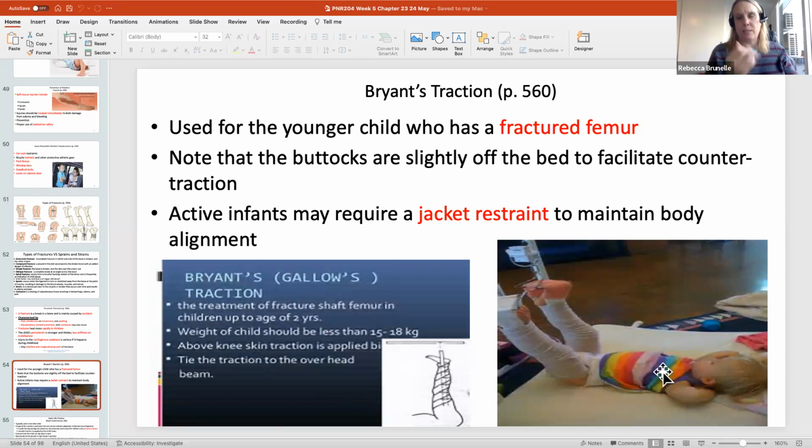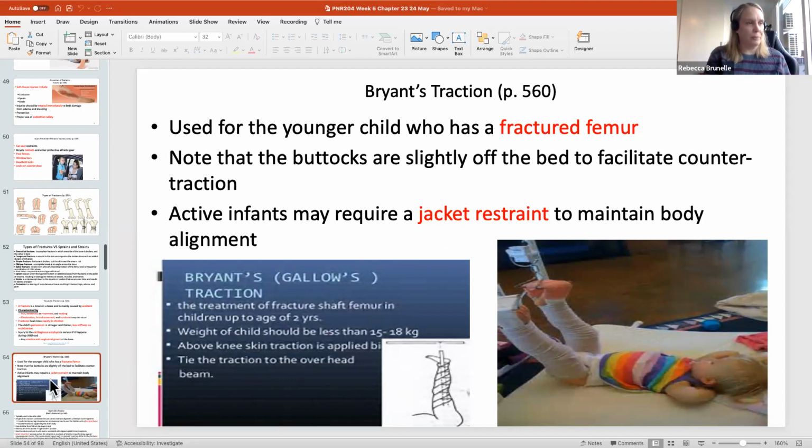And sometimes these kids, unfortunately, have to wear a straight jacket to prevent them from messing with their equipment. So this is the ideal child in Bryant's traction. She looks pretty calm.